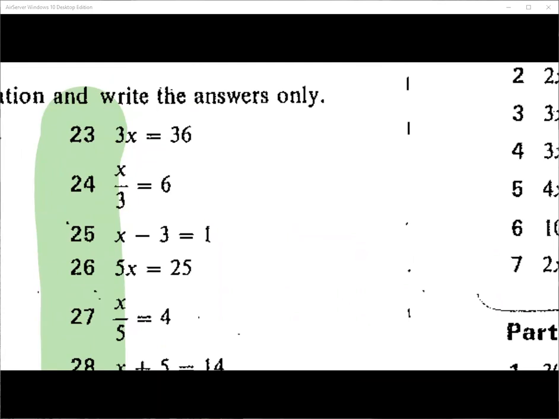Okay, question number 23. Let's give somebody else a chance to do it. Mr. Ibrahim, please join me on question number 23. Let's go.